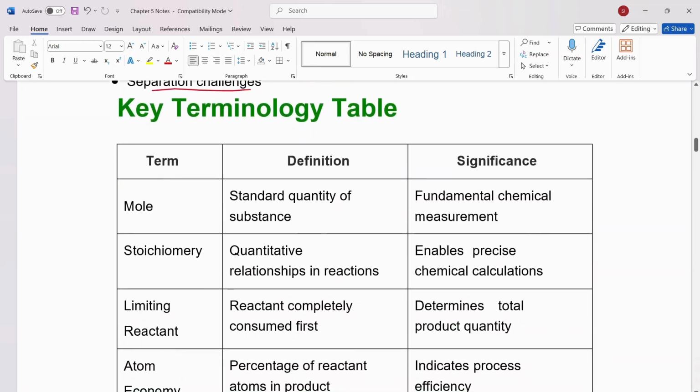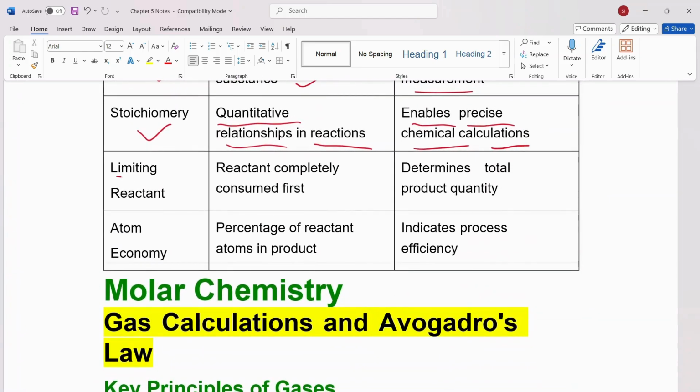Some key terminologies that you must learn includes number 1, mole. The definition is a standard quantity of substance and it is significant because it tells us about fundamental chemical measurement. Stoichiometry is a quantitative relationship in reactions and it enables precise chemical calculations. Limiting reactant is completely consumed first and determines total product quantity. Atom economy is the percentage of reactant atoms in product, and it indicates process efficiency.